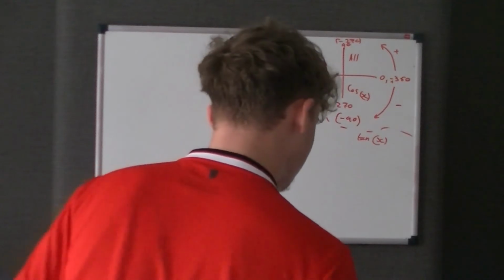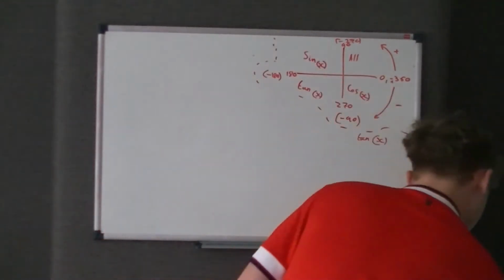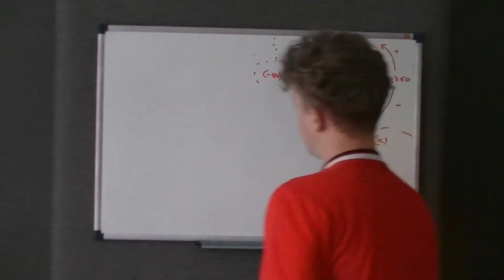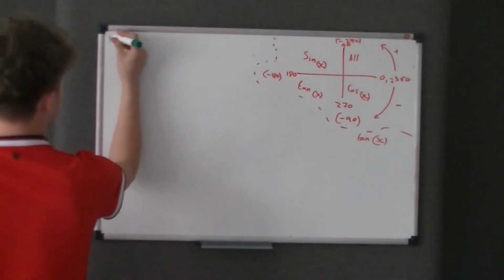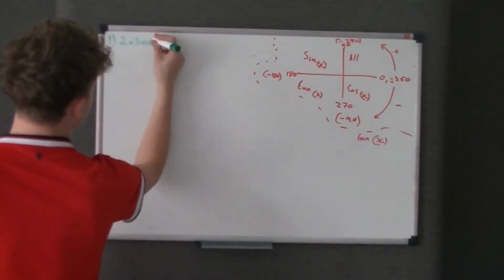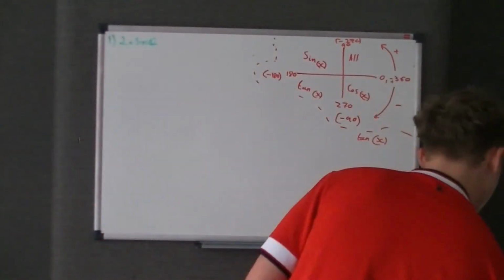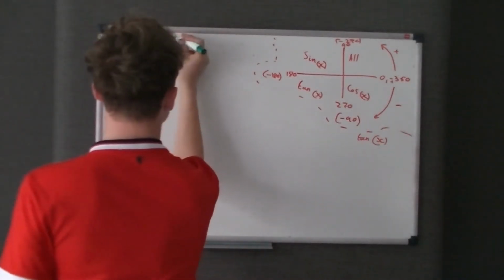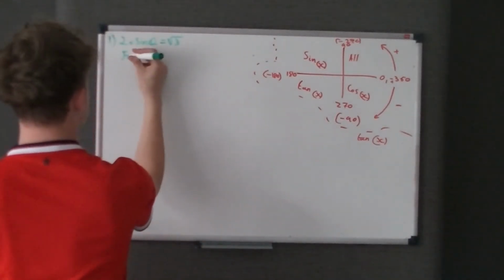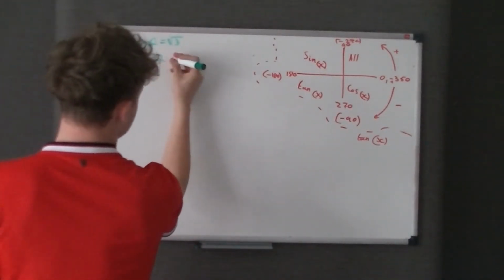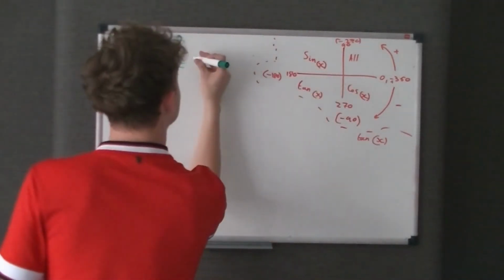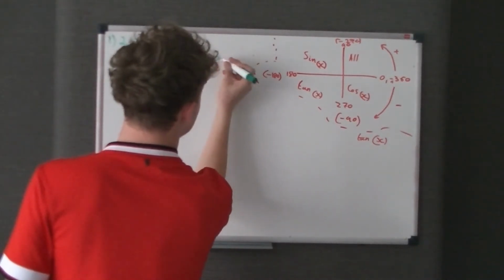Okay, so I just put 1 again: 2 sine theta equals root 3, for minus 720 is less than theta, and theta is less than 720.